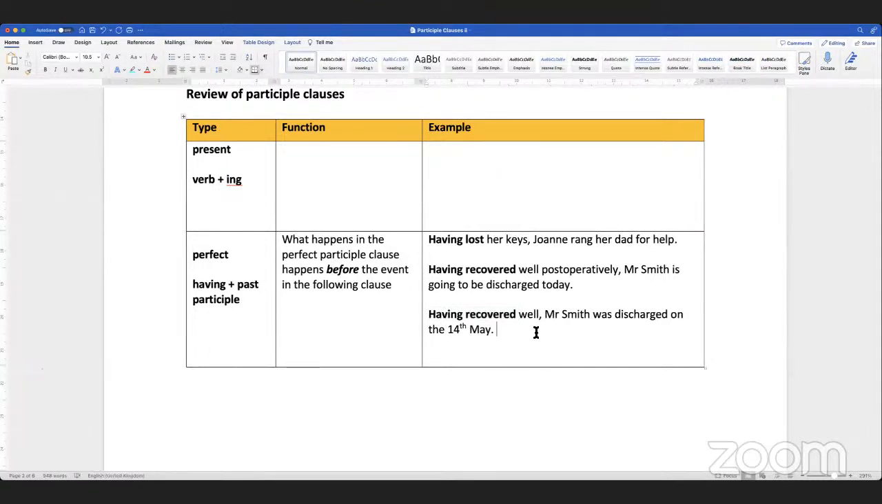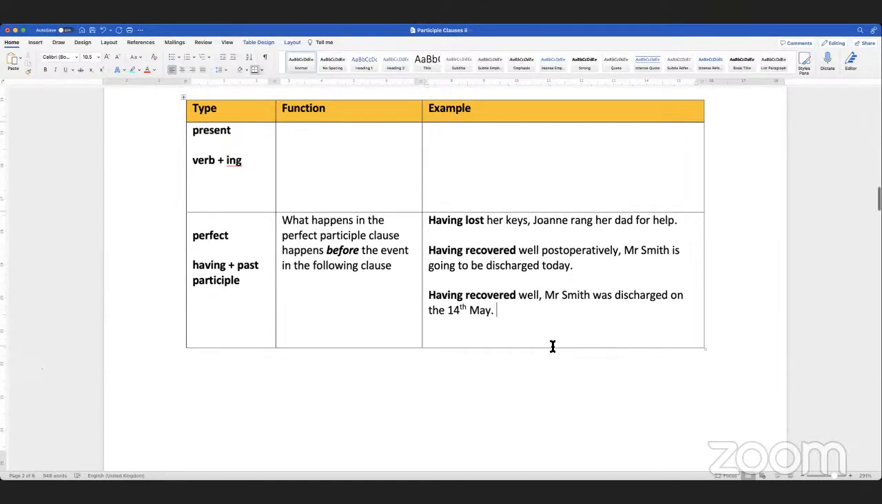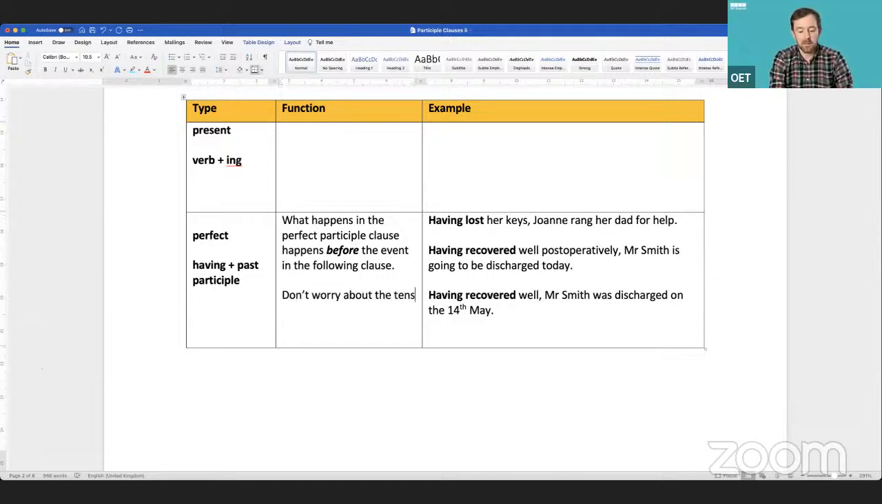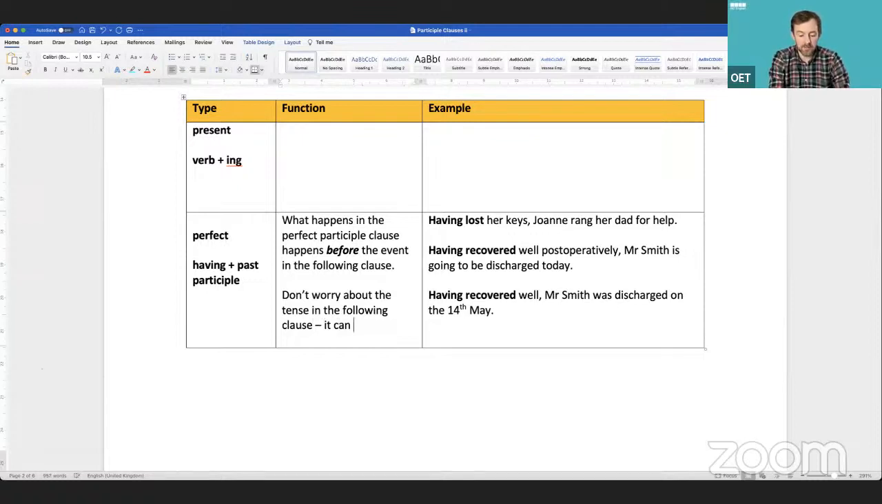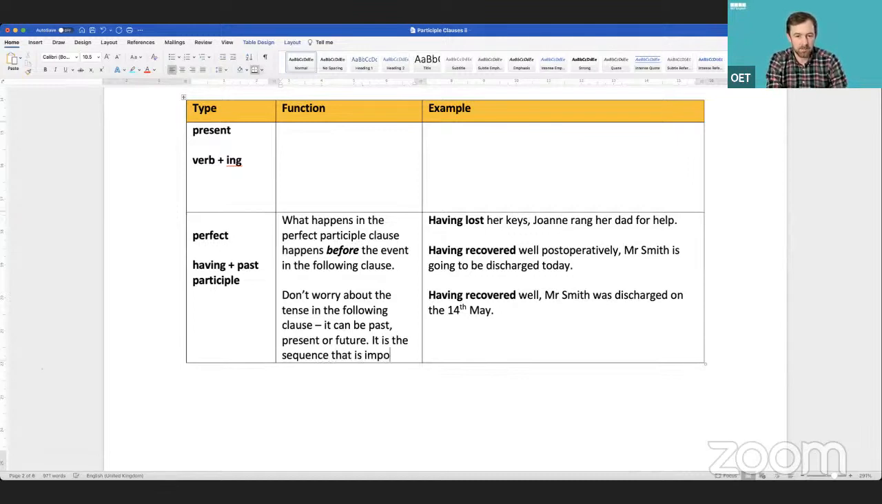Yeah, the first thing, having recovered well, that is important. The second one doesn't matter, we can make it as we wish. So don't worry about the tense in the following clause. It's not important. It can be any tense. It can be the present, it can be the past. It can be past, present, or future. The only thing that's important is the sequence.